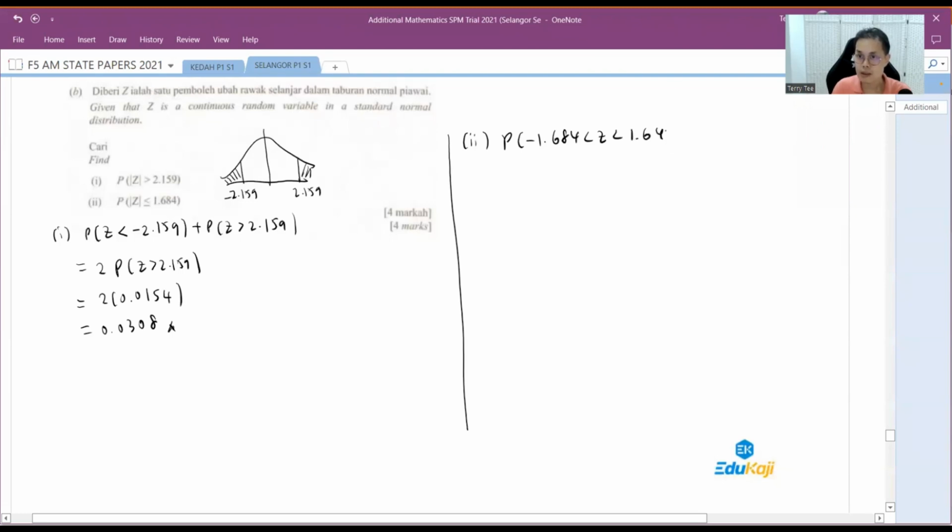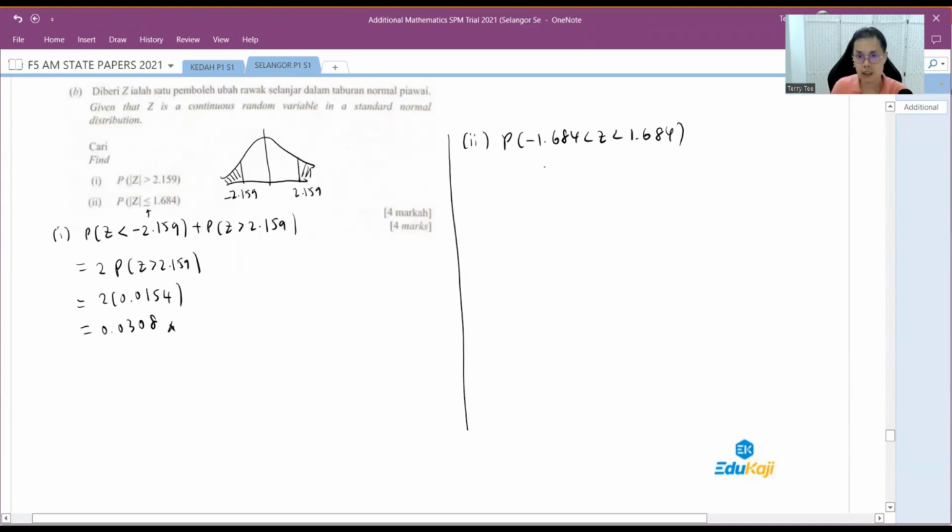Okay, also remember, in normal distribution, there's no difference between a less equals and less than, right? There's no difference between this sign because the probability of z exactly 1.684 is just 0. The probability for normal distribution is based on area under the graph. Area under the graph for one thin line is just 0. Yeah, it's just one thin line. So there's no difference between less equals and less than, right?